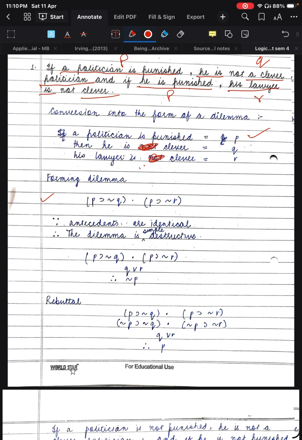Okay, so simple destructive में क्या होता है? The minor premise में दोनों का negation होता है जो भी consequence है. Okay, और conclusion में होगा negation of the antecedent, that is common. So minor premise will be Q or R, and conclusion will be not P. Why Q or R? Because it will be a negation of negation Q, right? And then it will be negation of negation R. So negation will get cancelled. So it will become Q or R. Okay, and conclusion not P. Correct.